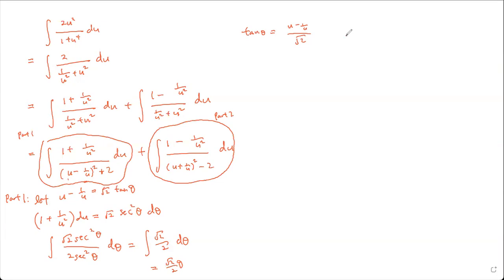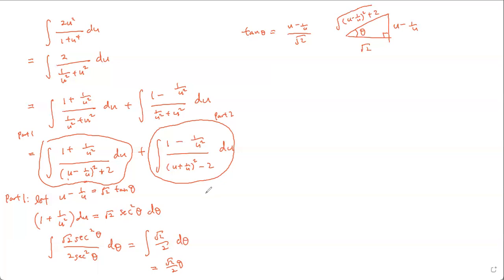I'm going to draw a little triangle to help me out. Tangent is opposite over adjacent. So this is the opposite, and root 2 is adjacent. I can use Pythagoras theorem to find this side. So this is the square root of u minus 1 over u squared plus the square of square root 2, which is 2. I think this will come in handy. So now, what is theta?